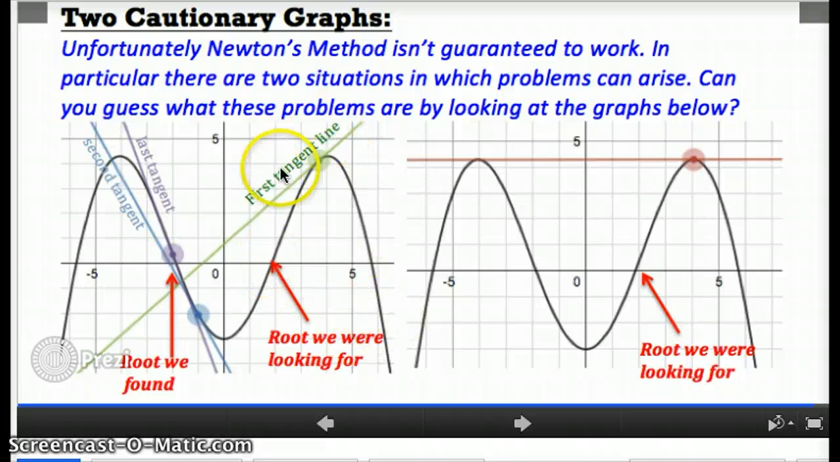So in cases where your function has more than one solution, you may have to make a couple guesses. If we had started like right here, for example, we probably would have ended up with the correct root.